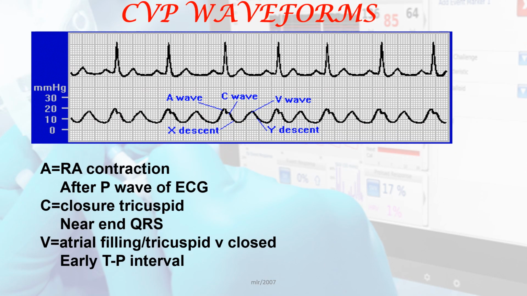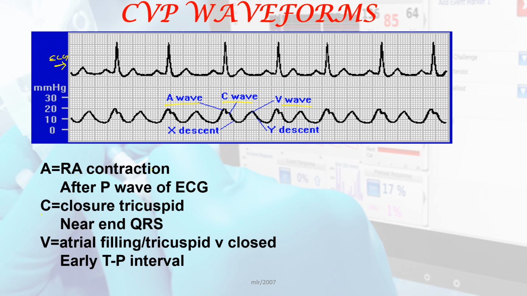Then there is the central venous pressure waveform. In this picture you can see the electrocardiograph, that is the ECG wave, and this is the central venous pressure wave. Especially here we note the A wave, C wave and V wave. The A wave represents right atrial contraction. After the P wave of the ECG, we can visualize the A wave.